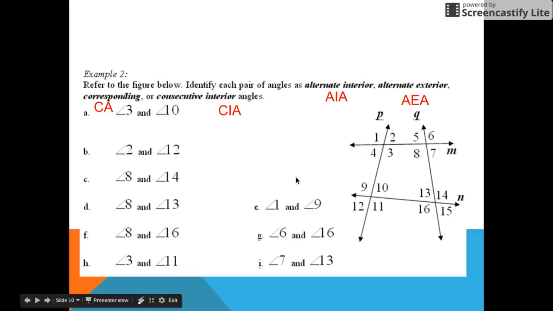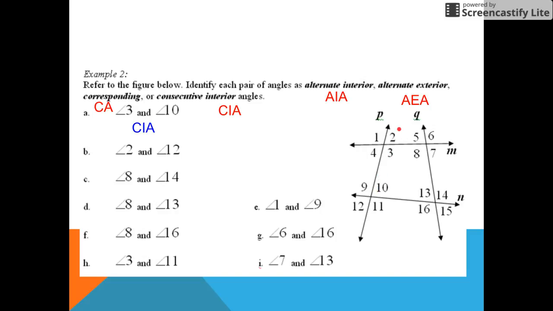First question asks about angles 3 and 10. So if we're talking about angles 3 and 10, that makes line P the transversal. So 3 and 10 are both on the interior between lines M and N, and they're on the same side of the transversal as each other. So those are then corresponding interior angles.